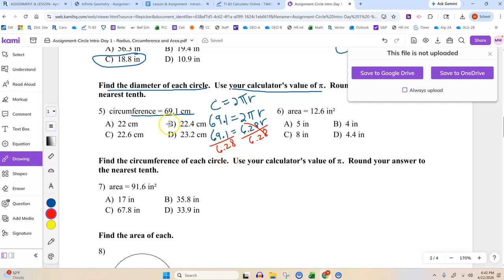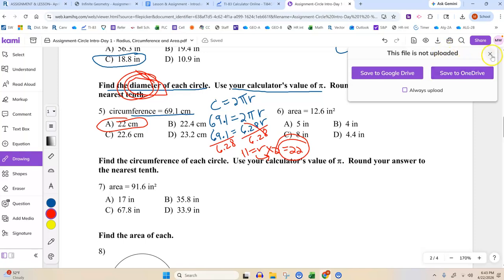for my radius, but they're looking for the diameter. So I got to remember, everybody, the radius is equal to 11.03, but we want the diameter, so times 2 equals 22. Okay, there we go. So you got to be really careful.